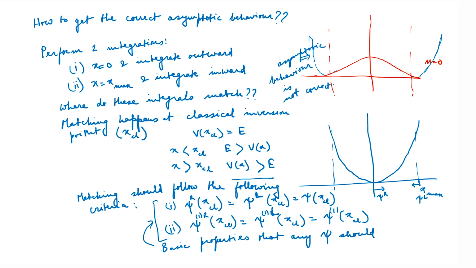This we learned from our first class in quantum mechanics. Just to summarize how the matching is done: we make sure that the wave function and its first derivative are continuous at the classical point of inversion. So far so good, but then there is another problem here. We are doing a grid-based method, not an analytical method.